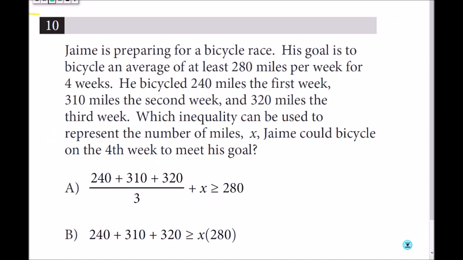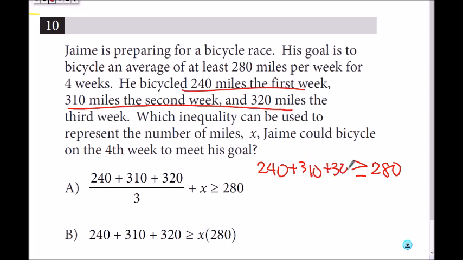10. Jamie is preparing for the bicycle race. His goal is to bicycle an average of at least 280 miles per week. At least means the mean is greater than or equal to 280 miles per week. He bicycled 24 miles the first week, 310 the second week, and 320 the third week. Which inequality can be used to represent the number of miles x he will bicycle in the fourth week?